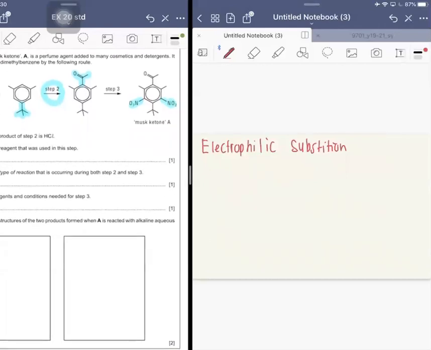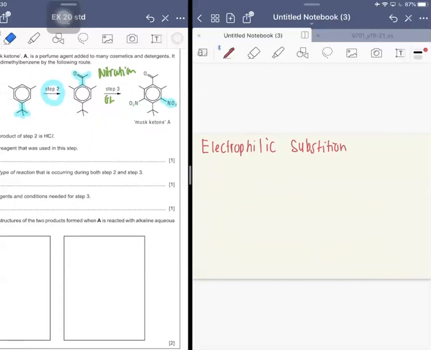For step 3, state the reagents and conditions needed for step 3. Step 3 is the addition of a nitro group. So it's the nitration of benzene. Okay, oops. Right, benzene or methylbenzene is the same.